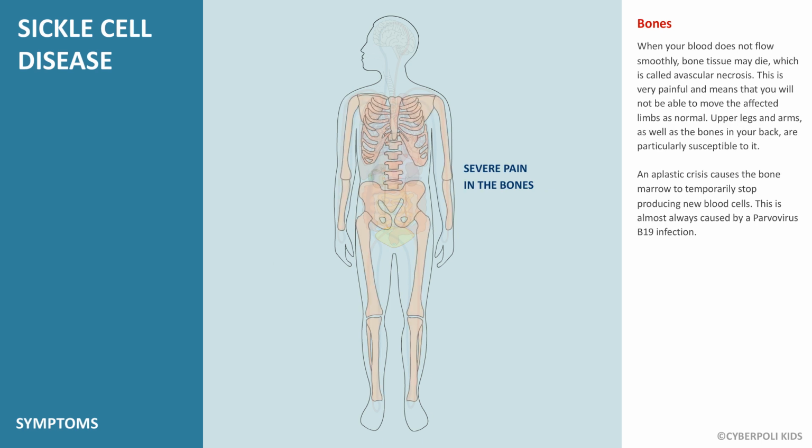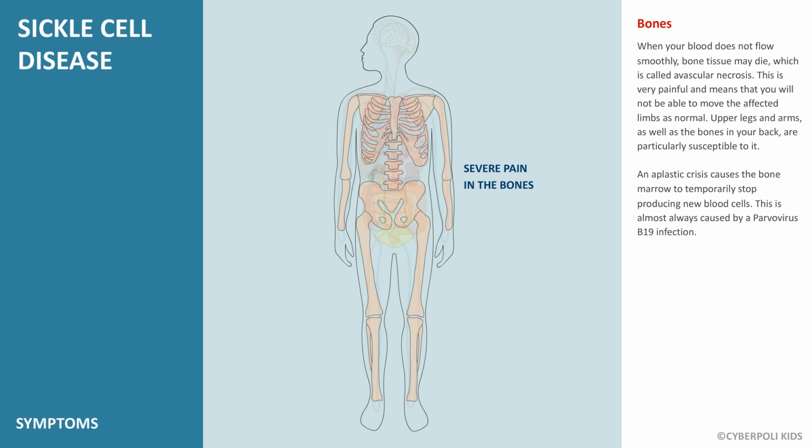When your blood does not flow smoothly, bone tissue may die, which is called avascular necrosis. This is very painful and means that you will not be able to move the affected limbs as normal. Upper legs and arms, as well as the bones in your back, are particularly susceptible to it.